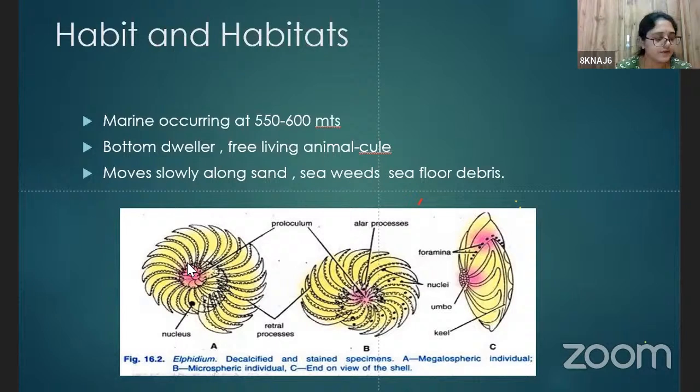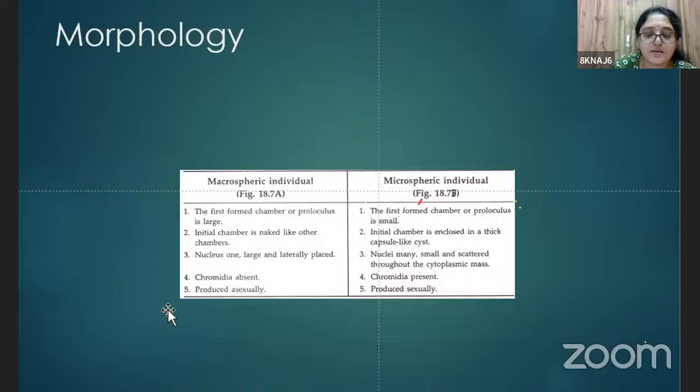Now, when it comes to reproduction and life cycle, both asexual and sexual reproduction take place. Asexual is by multiple fission in the microspheric individual, and this microspheric individual is known as an agamont or a schizont. Sexual reproduction occurs in the megalospheric individual, or the gamont.